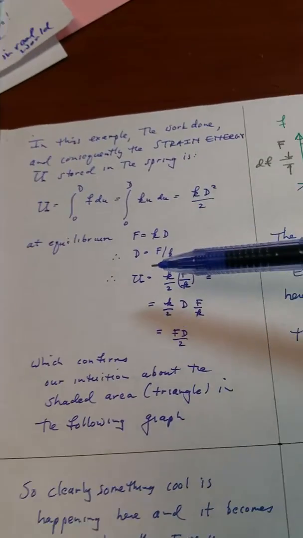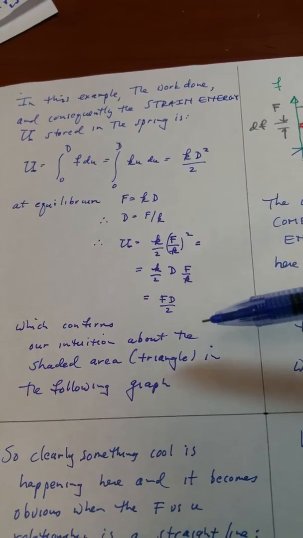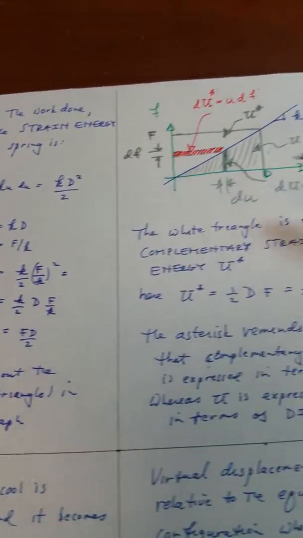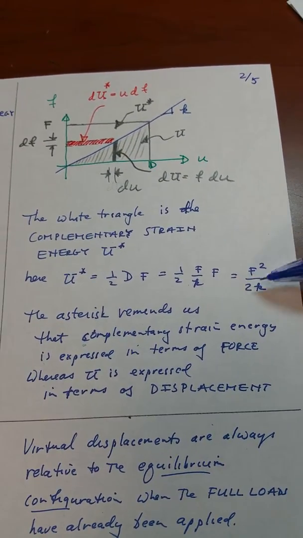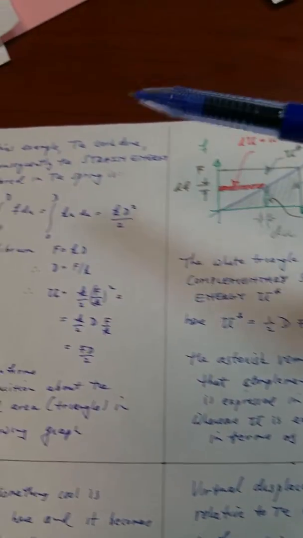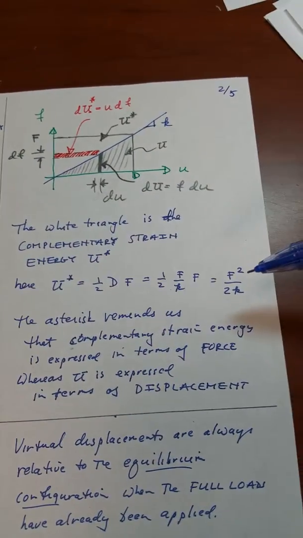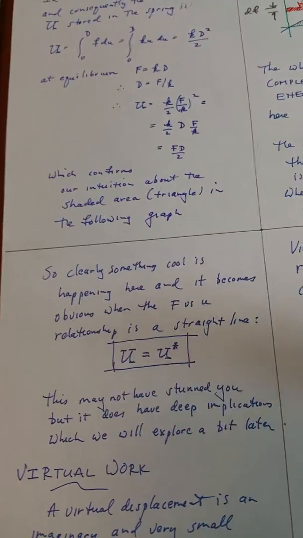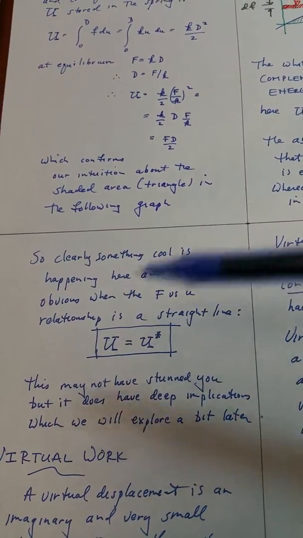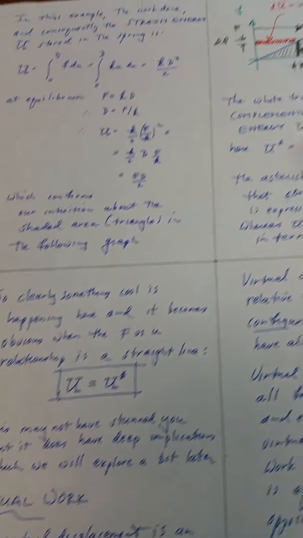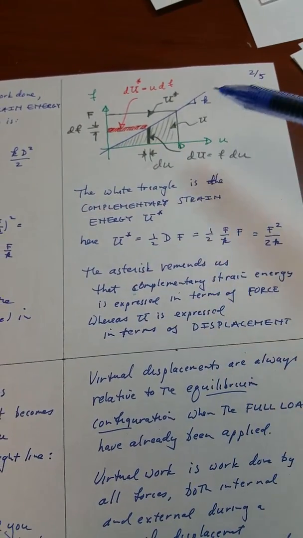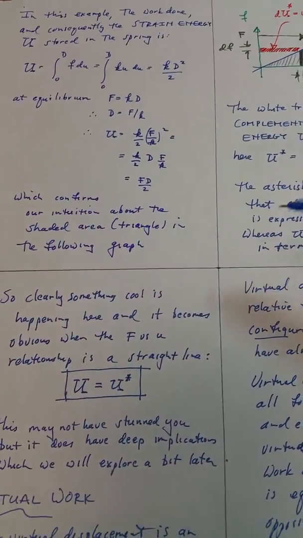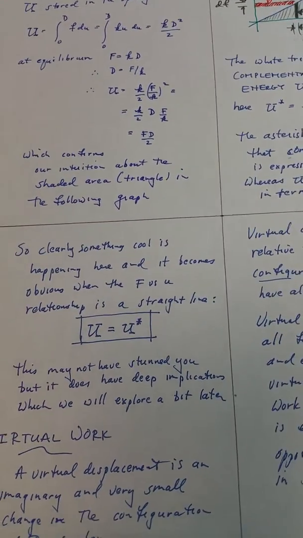So notice what I did here. I have the strain energy expressed in terms of the displacement here, and the complementary strain energy expressed in terms of the force. Displacement and force. So the asterisk reminds us that it's complementary, and clearly something cool is going to happen, and what it is that if the F versus U relationship is a straight line, it's very, very obvious that the white triangle is the same area as the shaded triangle, so U is equal to U star.